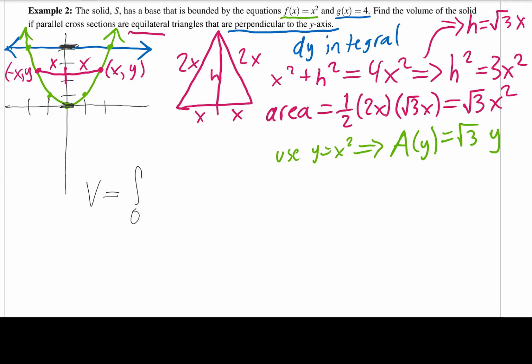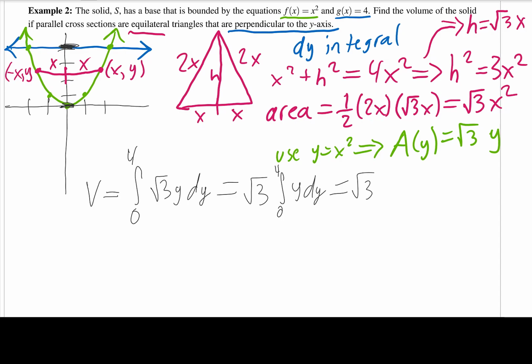Well, our smallest is going to be 0. The biggest will be 4. Then we have our A of y function, so we'll have square root 3y dy. So this is going to be square root 3 times the integral from 0 to 4 of y dy.